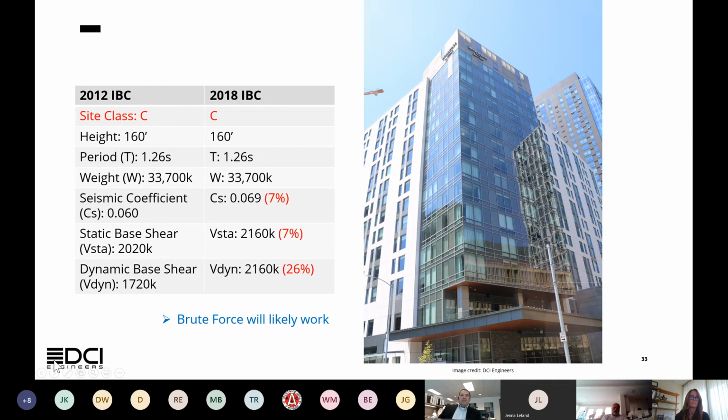So 26% is not a huge amount of load change. We could probably handle that with a typical framing system. So a brute force approach would likely work in this scenario.